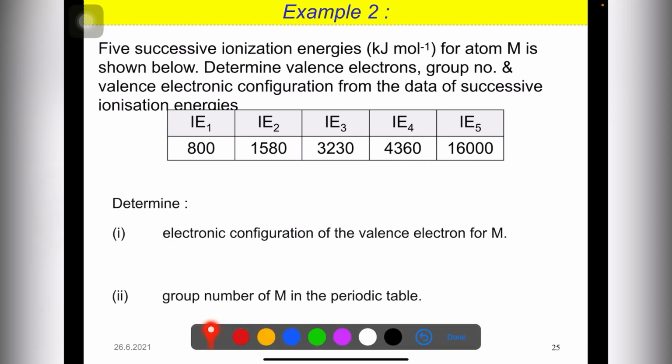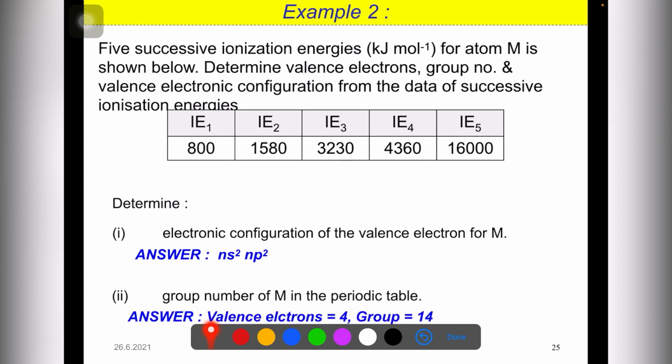So the electronic configuration for the valence electrons is the same as example 1, because the question doesn't mention the highest energy level of atom M, so you can just give the general electronic configuration for the valence electrons. There are 1, 2, 3, 4 valence electrons, so ns2 and p2. It is in group 14, the group number of M in the periodic table.